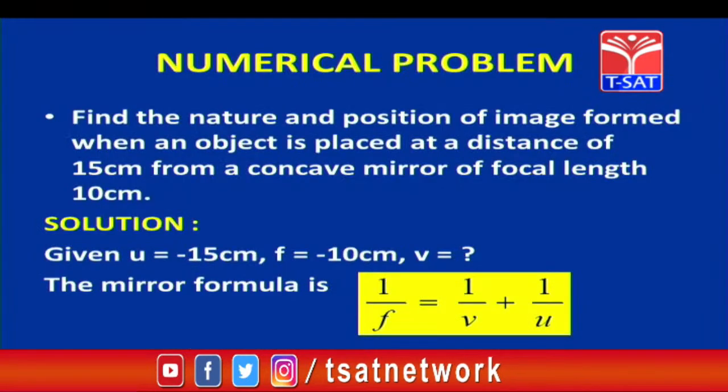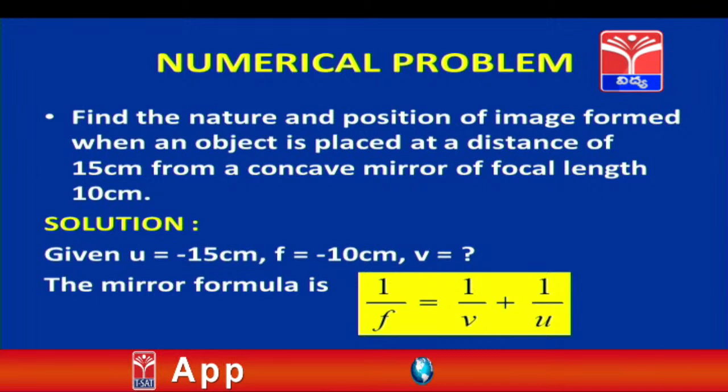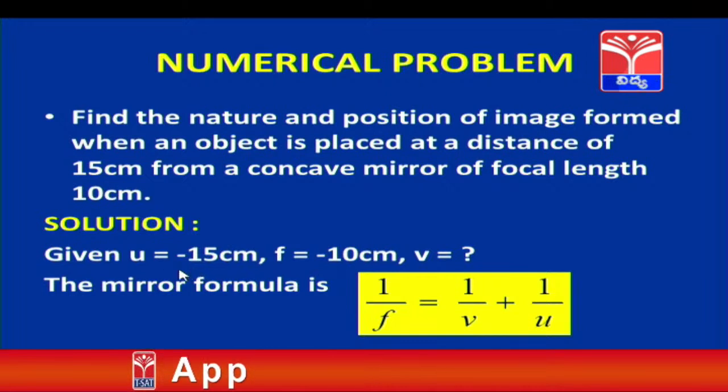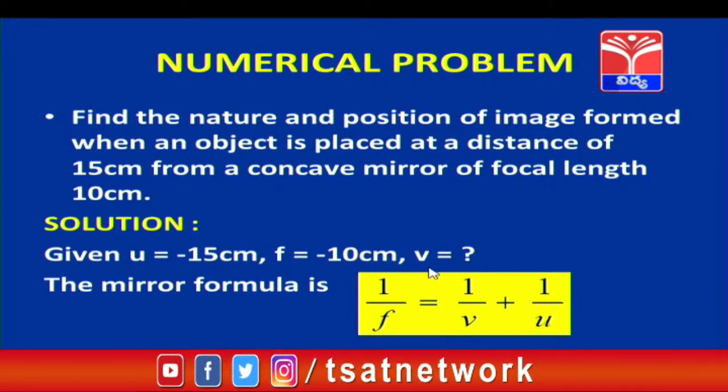In this problem, we have to find the nature and position of the image formed when an object is placed at a distance of 15 centimeters from a concave mirror of focal length 10 centimeters. A very simple problem children. Now, from our tabular column, we know that for a concave mirror, object distance and focal length have to be taken as negative. Therefore, u is equal to minus 15 centimeters and f is equal to minus 10 centimeters. We have to find out v, that is the image distance.